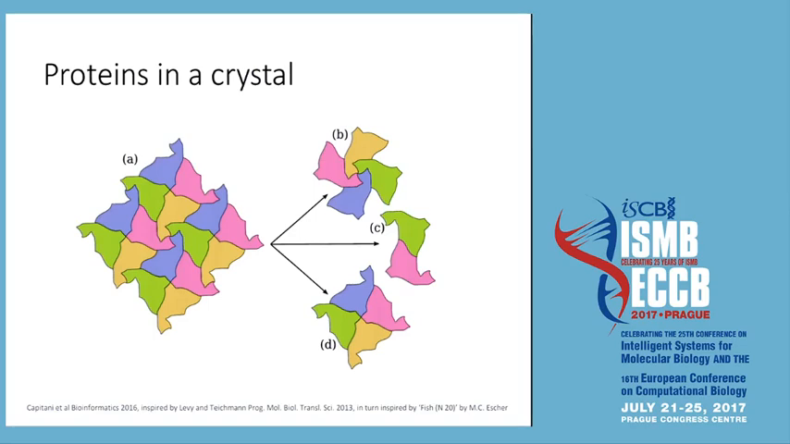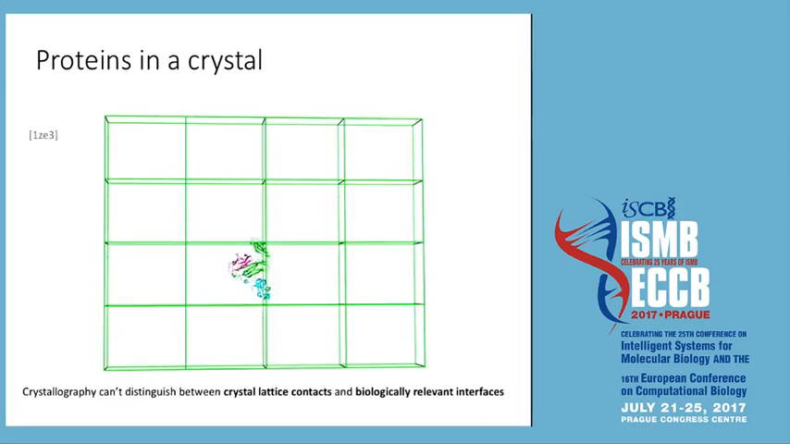And the problem there is that there are ambiguities about what the quaternary structure of the protein in solution was. So there's this problem that you don't know what the actual quaternary structure in solution was. So this is a 2D depiction inspired by an Escher drawing. How it looks more in real life.